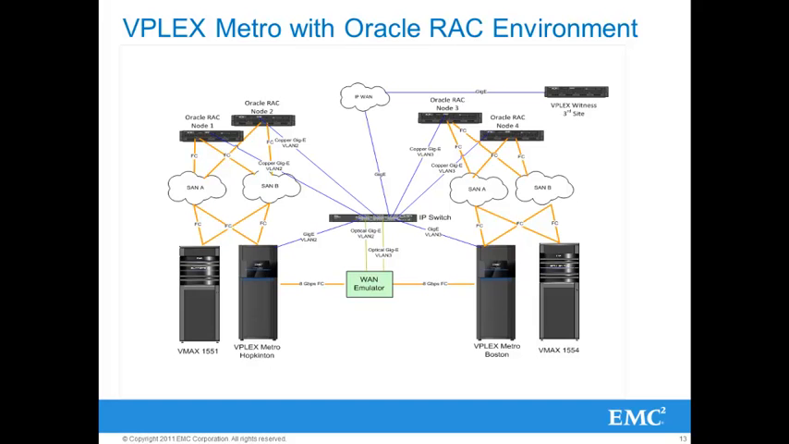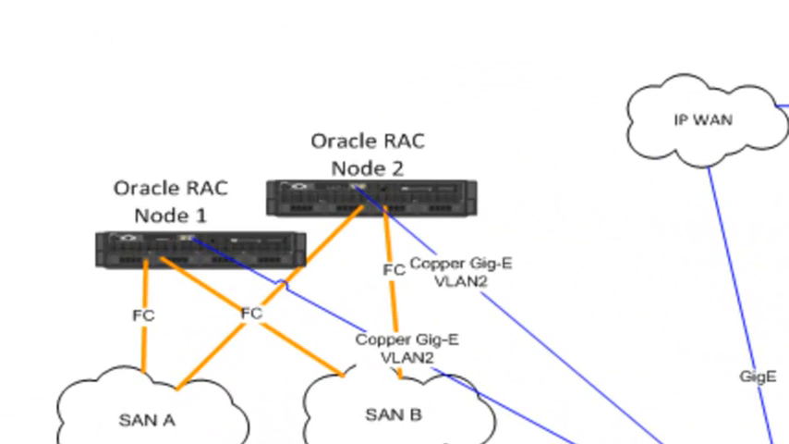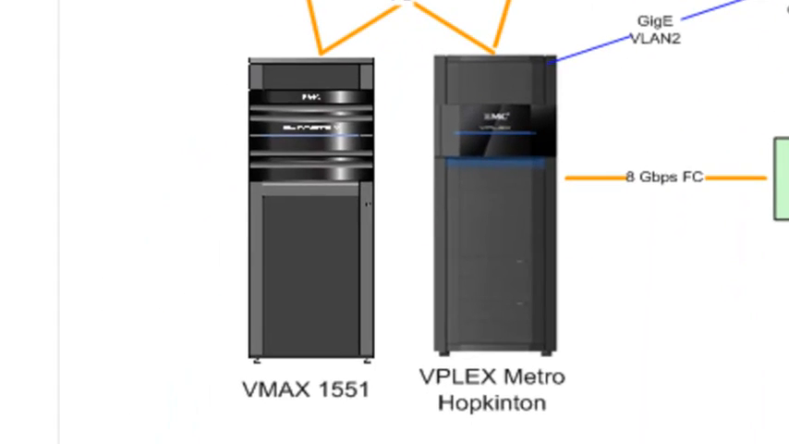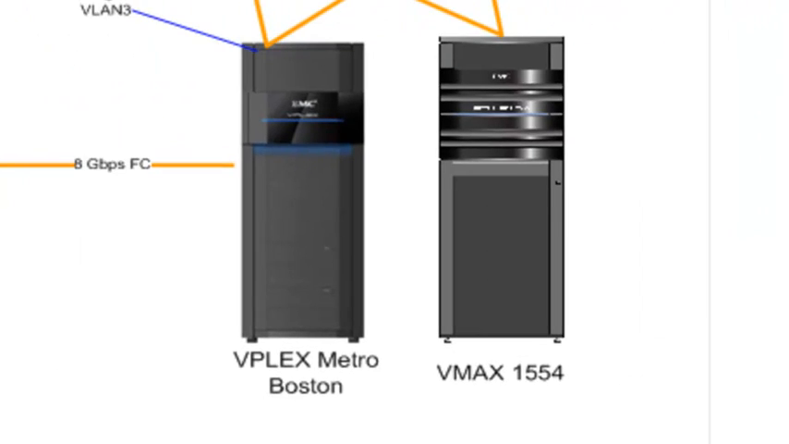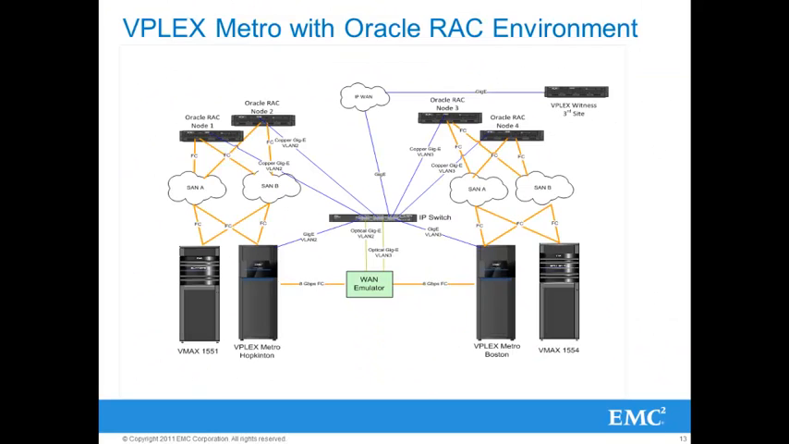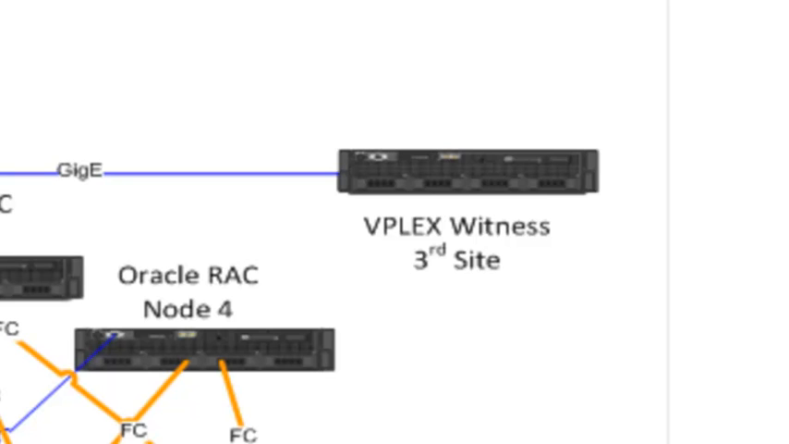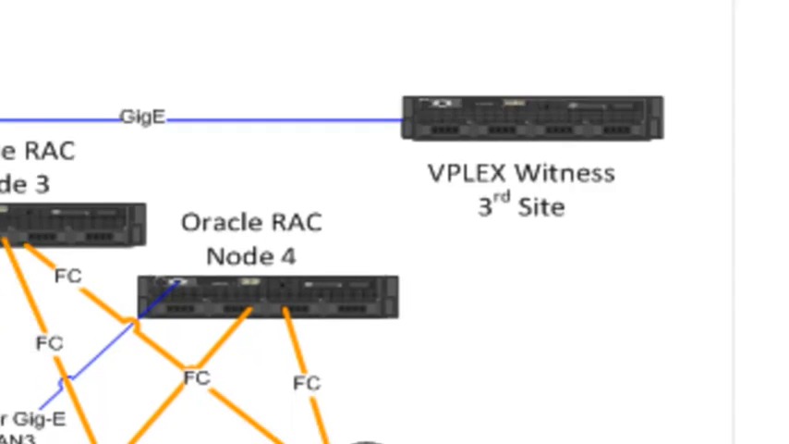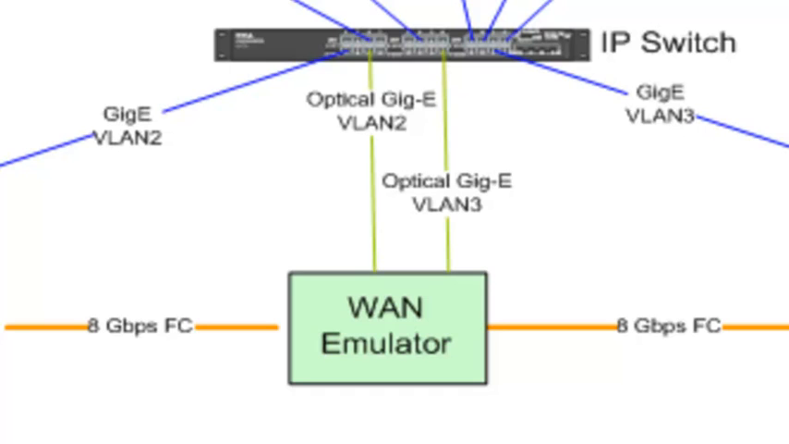The connection topology for our demonstration is as shown. Oracle nodes 1 and 2 are connected to the Hopkinton cluster, which leverages VMAX 1551 as storage on the back end. The second site, Boston, is connected to RAC nodes 3 and 4. As shown in the top right, VPLEX Witness has been deployed to provide guidance in the event of a WAN loss or site loss to the surviving cluster node. To simulate the distance between these sites, we've used a WAN emulator to add 1 millisecond of latency between our sites.